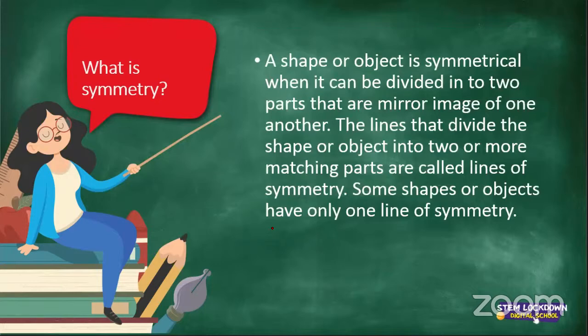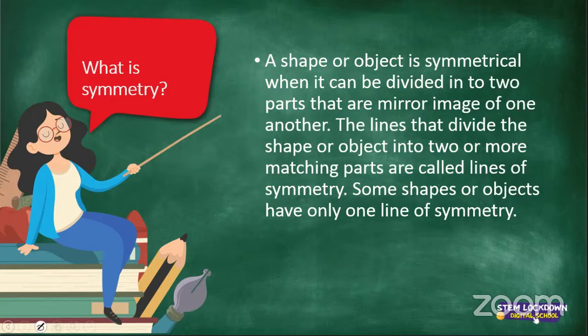Okay, so now we're going to move on to basically symmetry. An object is symmetrical when it can be divided into two parts that are a mirror image of the other. The lines that divide the shape or the object into two equal halves, or two matching halves, are called your line of symmetry. Some shapes have only one line of symmetry and other shapes have many lines of symmetry.